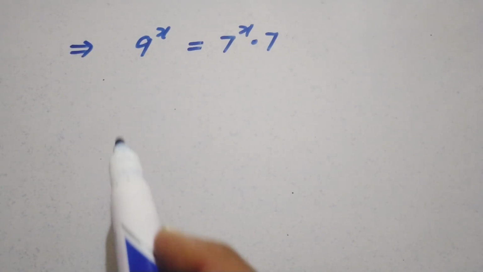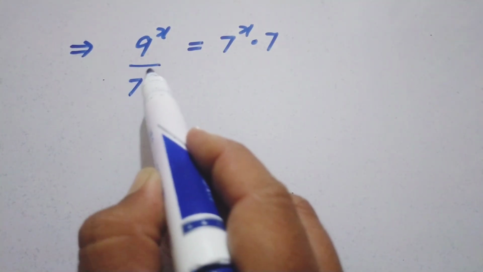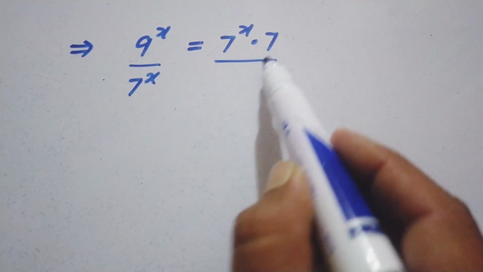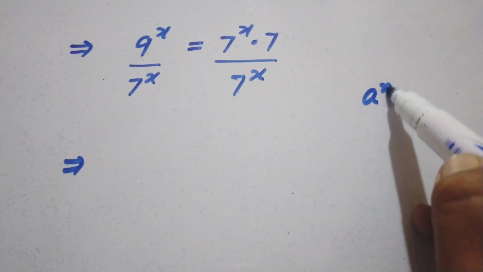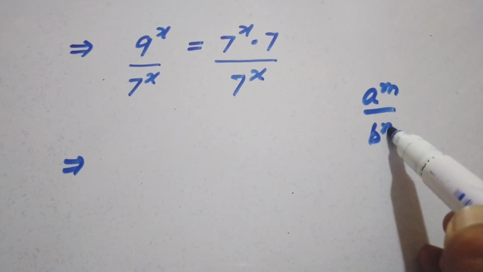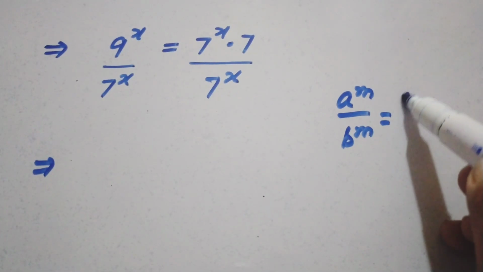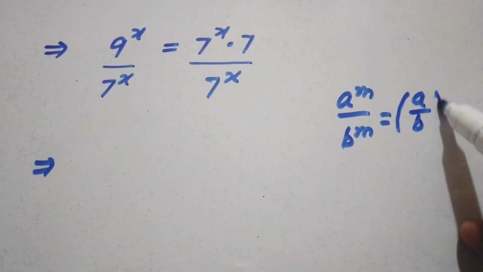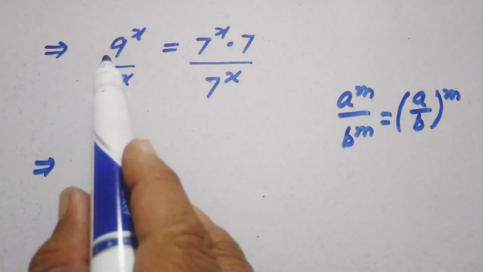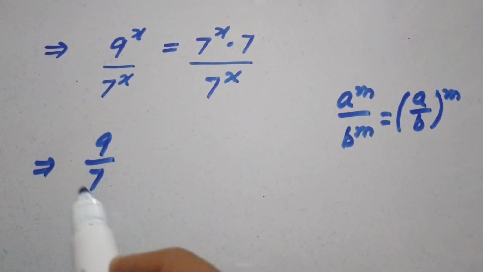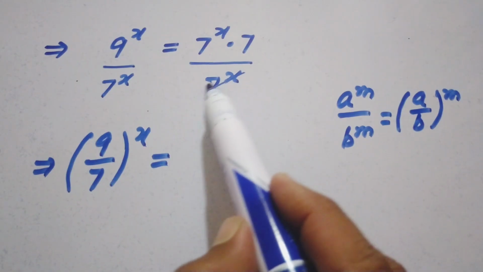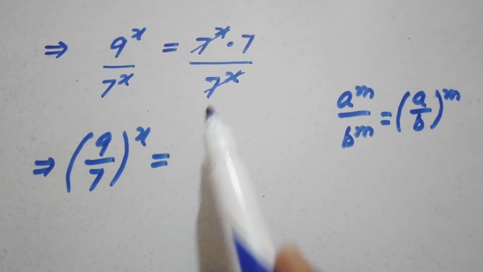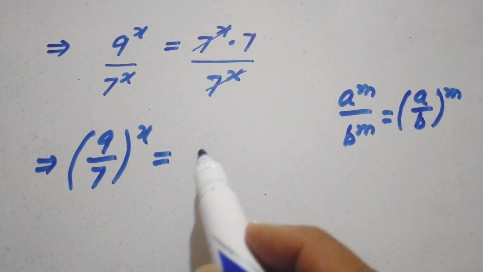Now dividing both sides by 7 power x, this will become 9 power x divided by 7 power x, and here we will also divide by 7 power x. We can write this as, if we have a power m divided by b power m, we can write this as a divided by b whole power m. So this will become 9 divided by 7 whole power x is equal to, 7 power x from numerator and denominator cancel out each other. We will be left with 7.